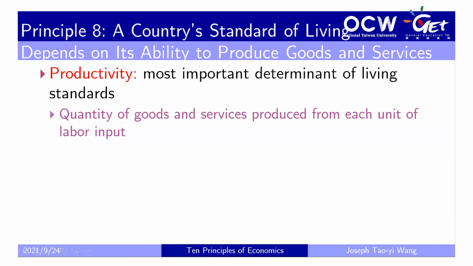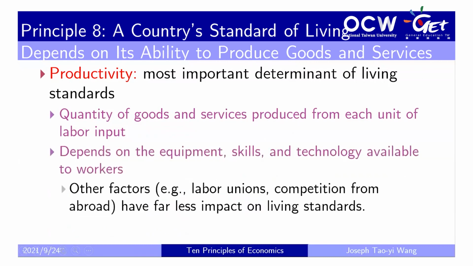So the most important factor determining the standard of living is what we call productivity: how much you can produce given the same input. This, of course, depends on your capital, your equipment, the skill of the labor, technology available, and all that. But that has the biggest impact on living standards. Compared to that, foreign competition or labor unions are not as important. So how to boost productivity is the key problem of increasing the standard of living of a country.